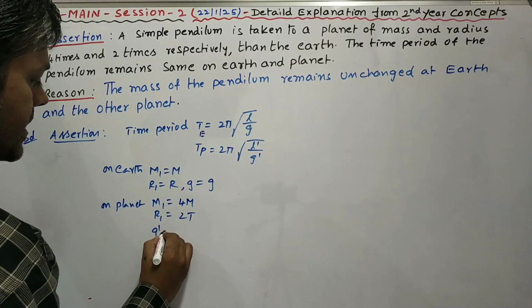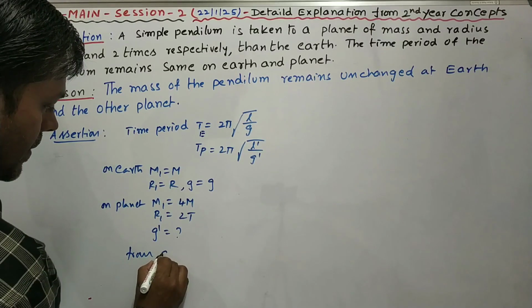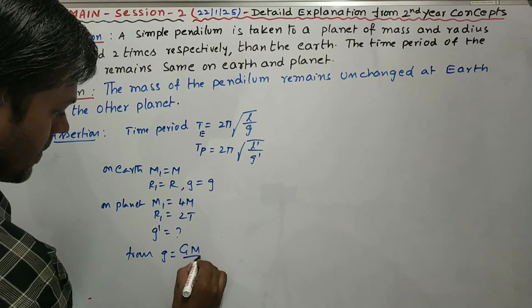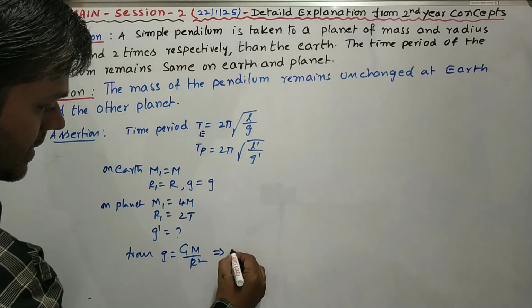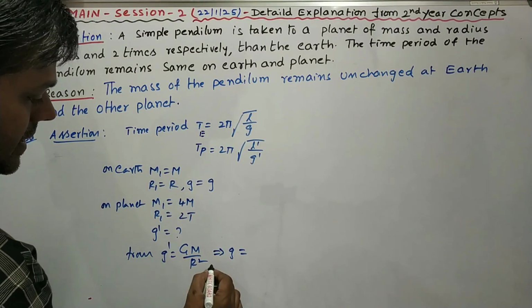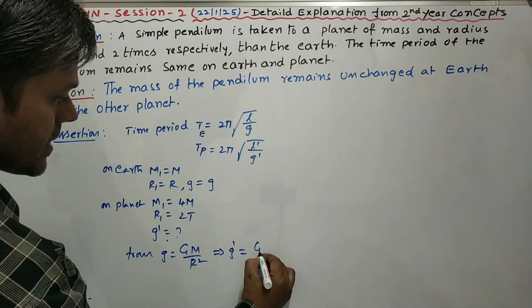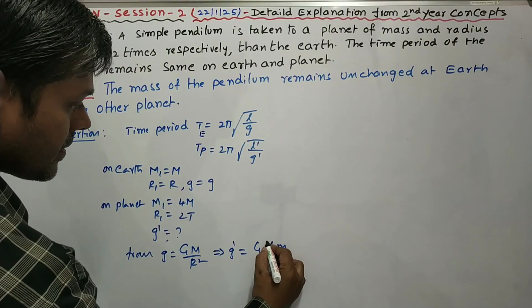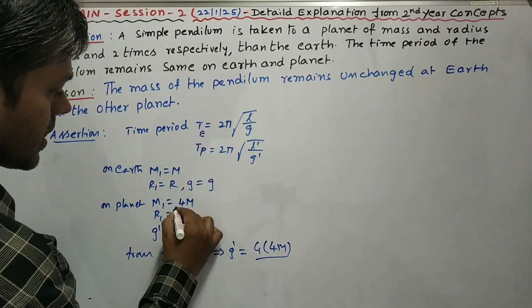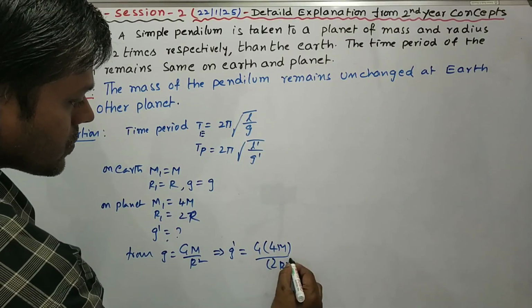You know the relation between small g and capital G: g is equal to GM by r square. You know very well. That implies g dash is equal to G into the mass, which is 4m on the other planet, by r square, where r is equal to 2R, so 2R whole square.